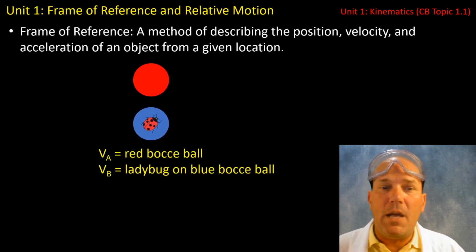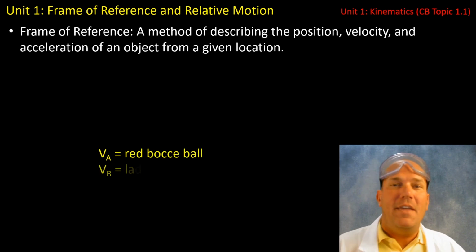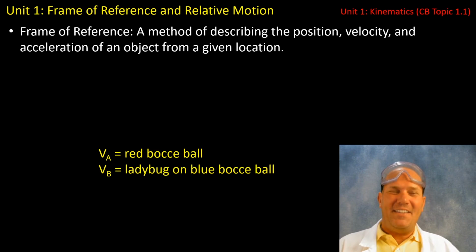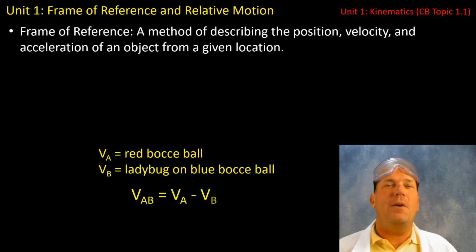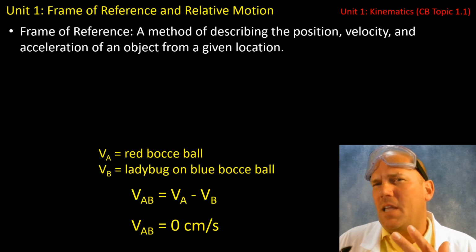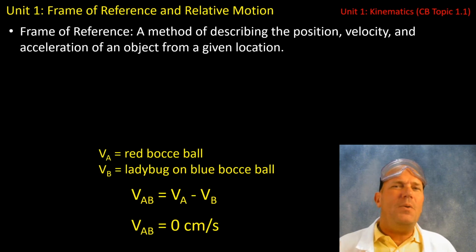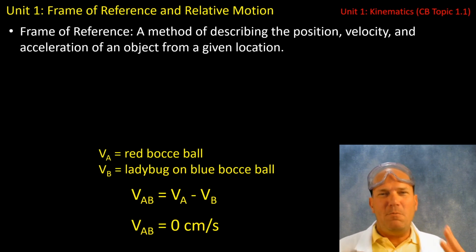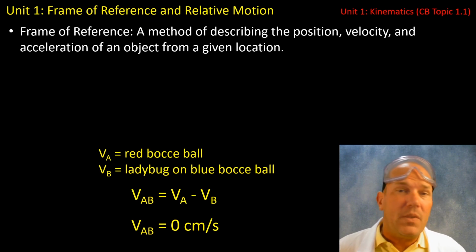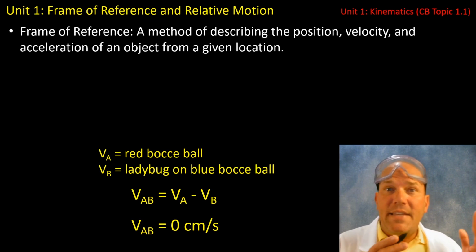Now, here we have two bocce balls moving to the right, one red, one blue, but on the blue bocce ball, we have a ladybug. Okay, so if we want to calculate the velocity of the red bocce ball from the reference of the ladybug, which is on a moving blue bocce ball, it's pretty obvious, guys. They're both moving with the same speed relative to the ground because the ladybug wasn't moving on the bocce ball. So their speeds, let's say 8 centimeters per second, were identical.